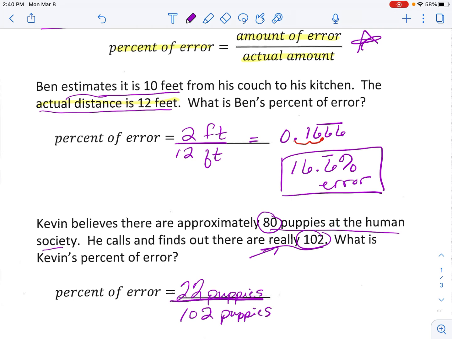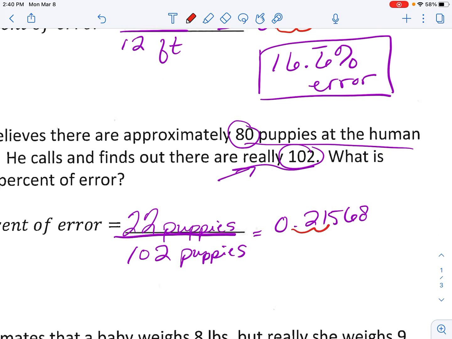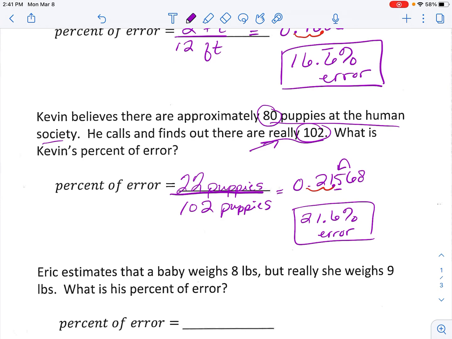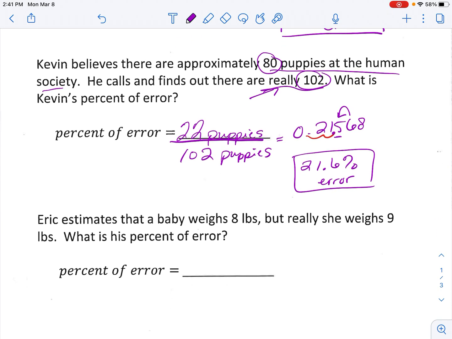So when we do 22 divided by 102, we get a decimal that says 0.21568862, blah, blah, blah. There's our decimal. Let's move the decimal twice to the right to make our percent. So that's going to be 21 point. We're going to round to the nearest tenth. So the 6 makes the 5 go up. So 21.6% error. So we're going to round to the nearest tenth for today, okay? Okay, you try the next one. Pause, see what you get.